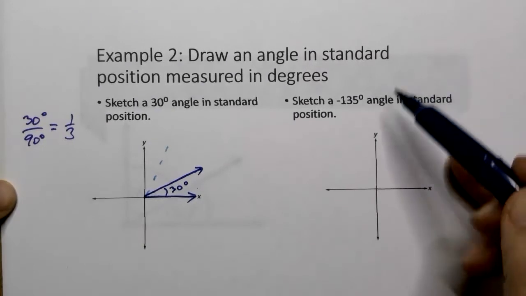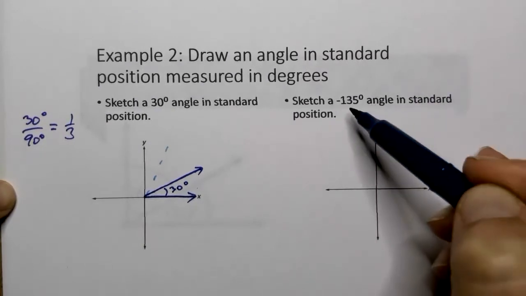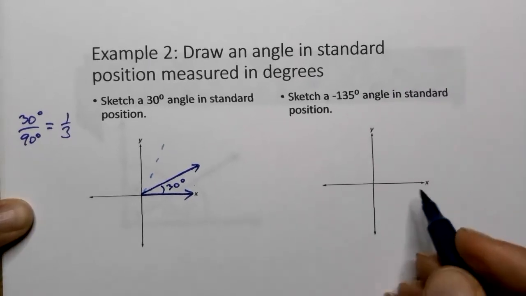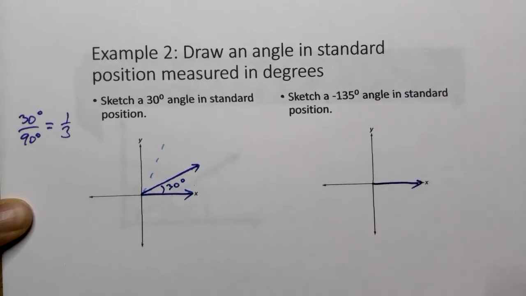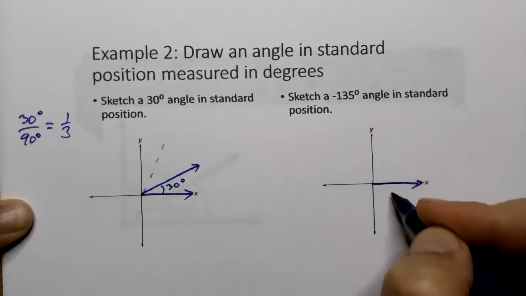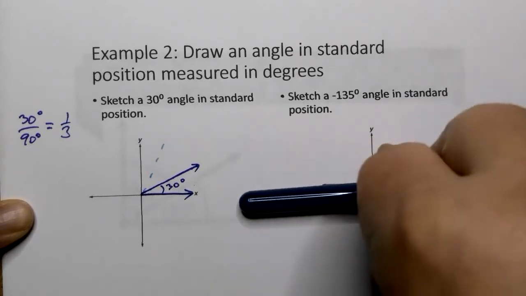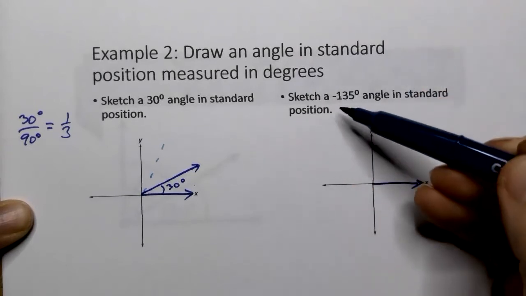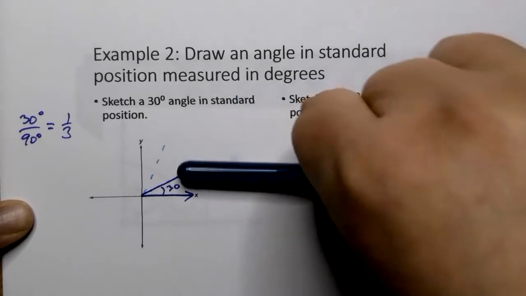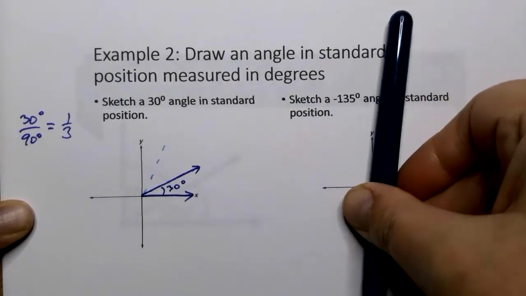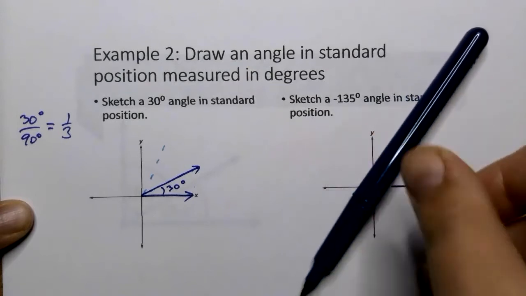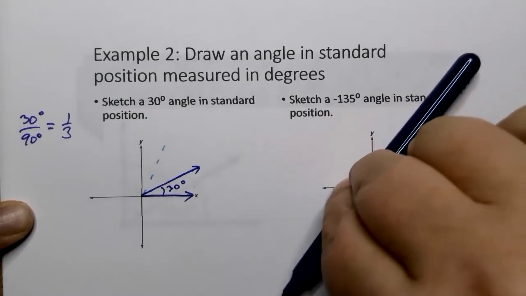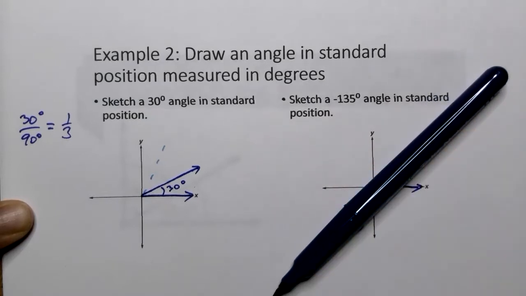Now it says sketch a negative 135-degree angle in standard position. Again, we start with the positive direction on the x-axis. Negative means it starts rotating downwards, in the clockwise direction. And 135 is more than 90, so it's going to pass this position, but it's less than 180, so it's not quite going to get here. It's going to be somewhere here in quadrant 3.